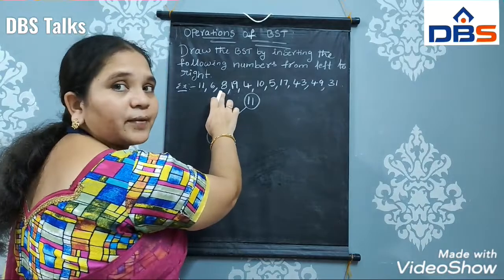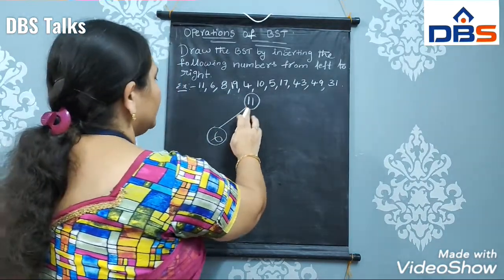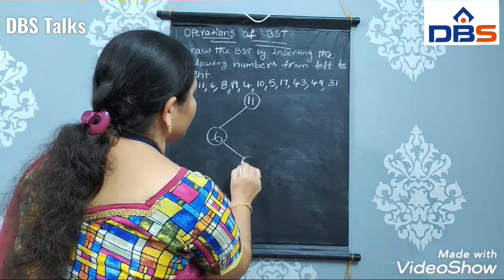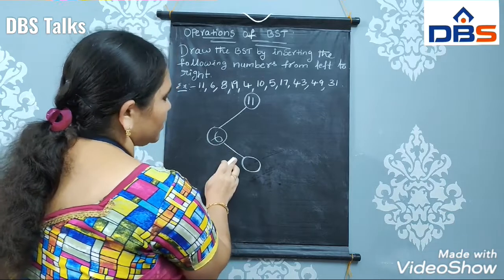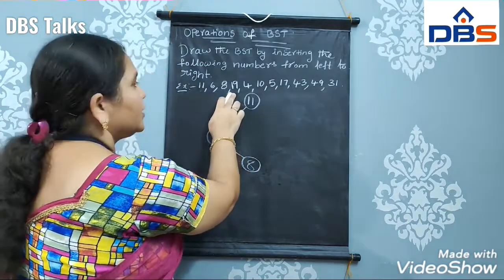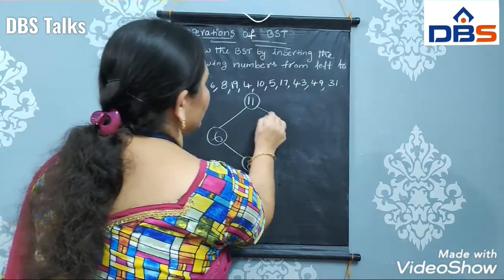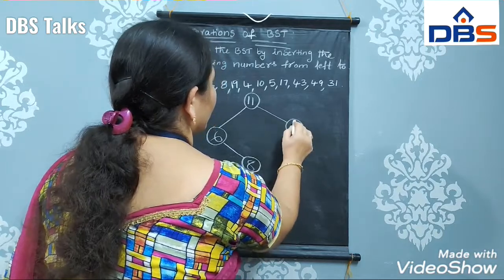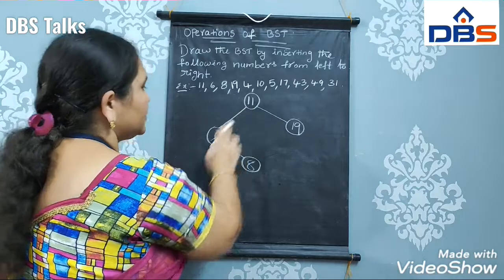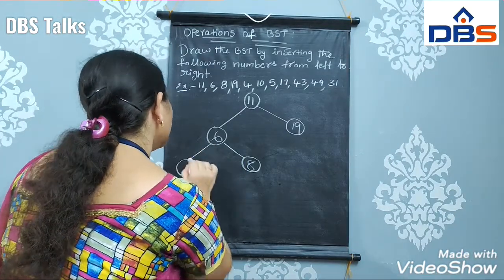The next number is 8, that is lesser than 11, the root node, and greater than 6, so we insert the node at the right hand side of this node. The next number is 19, that is greater than the root node, so we insert the node at the right hand side of the root node. The next number is 4, that is lesser than 11 and lesser than 6, so we insert it at the left hand side of this node.